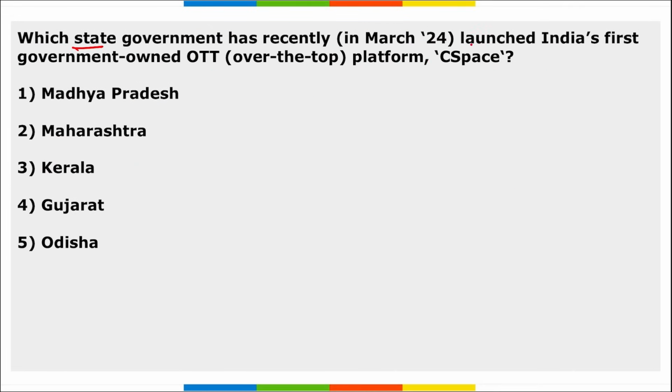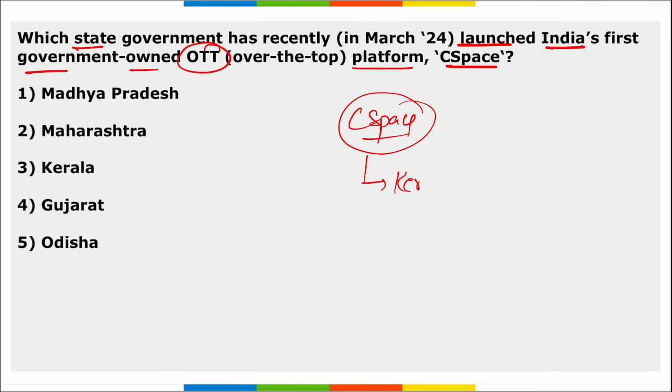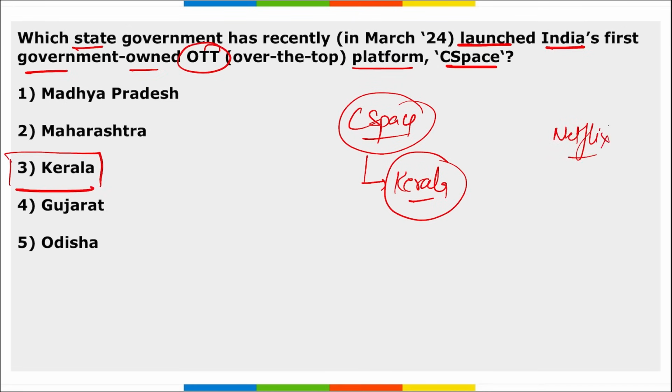Next, which state government has recently launched India's first government-owned OTT platform C-Space? And we have discussed this multiple times. This C-Space is of which state? It is of Kerala. Kerala owns this first OTT platform C-Space. OTT platforms are such as your Netflix, your Amazon Prime, right, and so on. Correct? And it is your Kerala State Film Development Corporation that owns this C-Space. Who is the Chief Minister of Kerala? Pinarayi Vijayan.